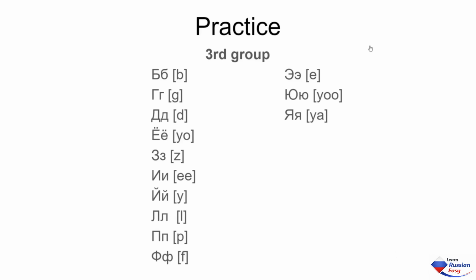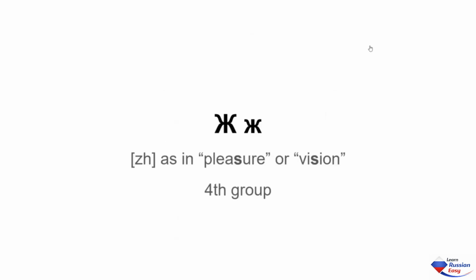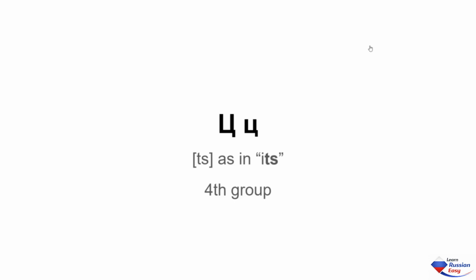And the last, fourth group. The fourth group contains 8 letters whose writing and sound are unfamiliar. J, as in pleasure or vision. T, as in it's. Ch, as in chips.